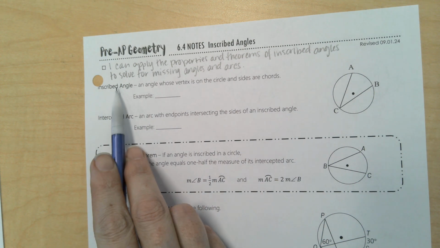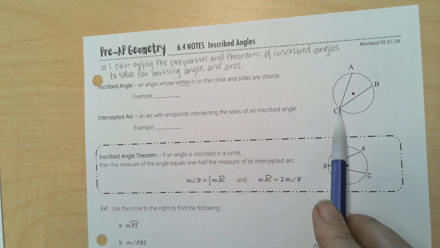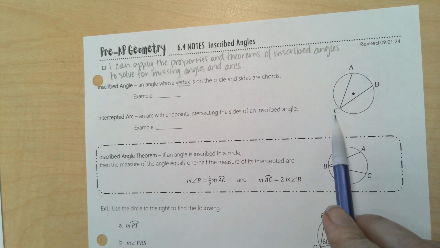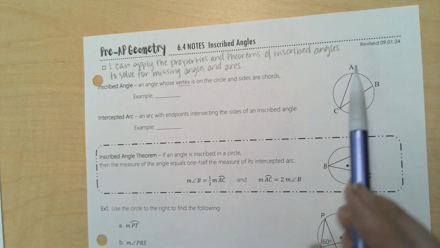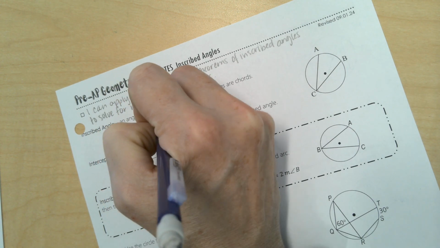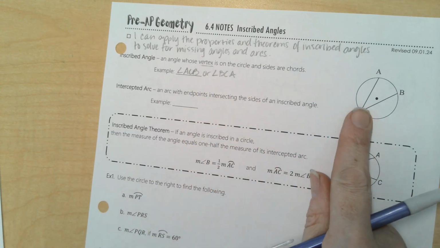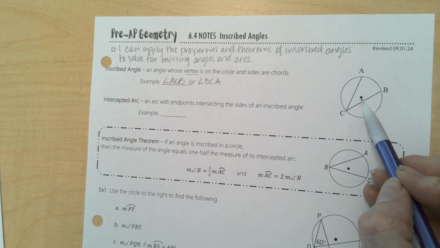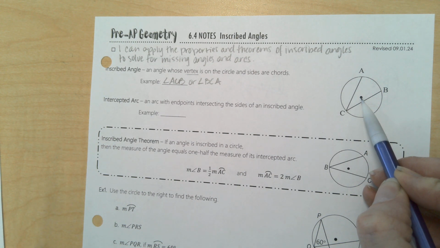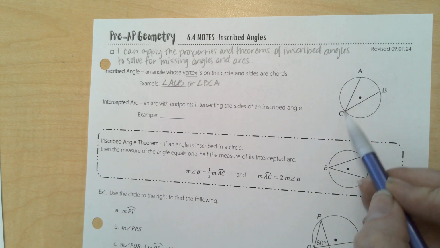Okay. So an inscribed angle is an angle whose vertex is on the circle. If it's not on the circle, it's not inscribed. So the vertex is on the circle and the sides are chords. Our example here is angle ACB, or you could call it angle BCA. C has to be in the middle because that's the vertex. Now, if the vertex were on the center, that would be a central angle. That's the difference. This vertex is on the circle, so that makes it inscribed.